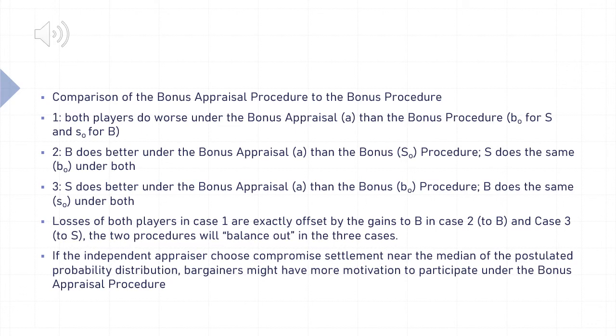Losses for both players in case 1 are exactly offset by the gains to B in case 2 and to S in case 3. The 2 procedures will balance out in the 3 cases. If the bonus appraisal chooses compromise settlements near the median of the postulated probability distribution, bargainers might have more motivation to participate under the bonus appraisal procedures.